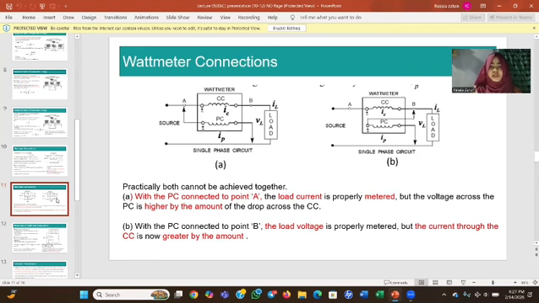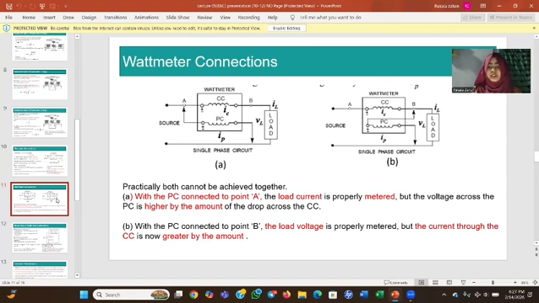Case A: the pressure coil is connected to point A. In this connection, the load current is measured correctly. However, the voltage across the pressure coil becomes slightly higher because of the voltage drop in the current coil. The result is a small voltage error.